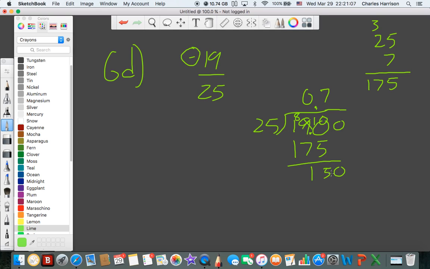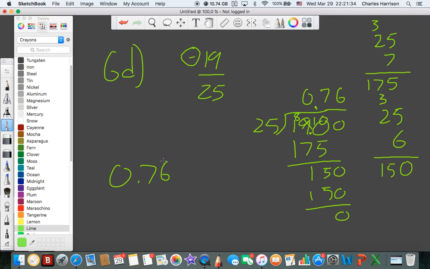Yes, 25 does go into 150. How many times? Well, I would imagine it goes into it 6 times, but let's just double check. 25 times 6 is, well, 5 times 6 is 30. Bring the 3 here. And then 2 times 6 is 12, plus the 3, which is 150. So that's, when we do the subtraction equals 0, so the answer is 0.76. And we just stop there. We don't need to round because we already are in the 100th place.